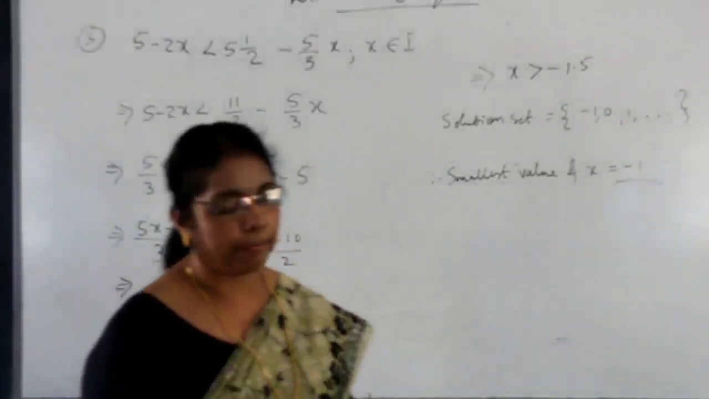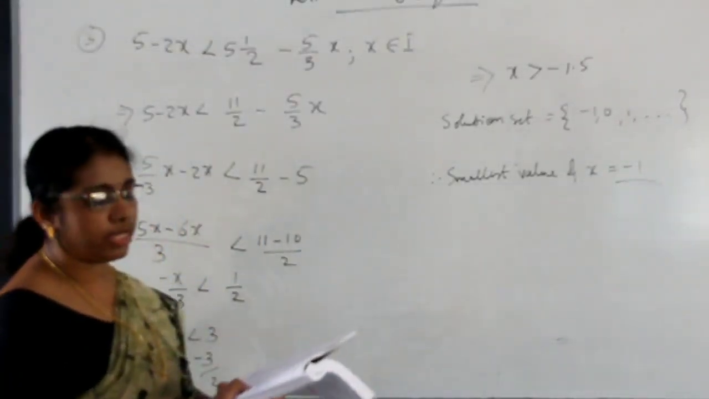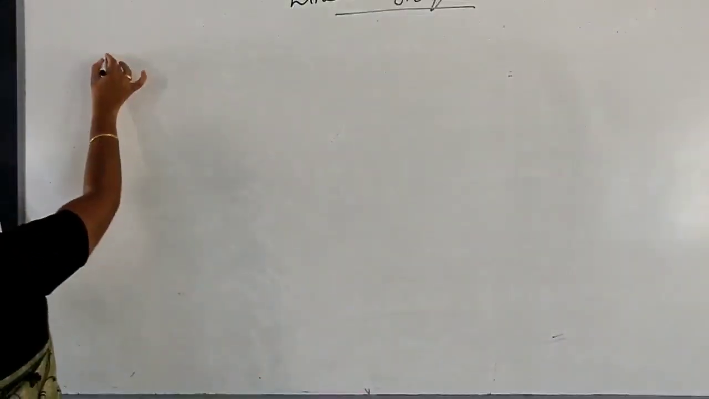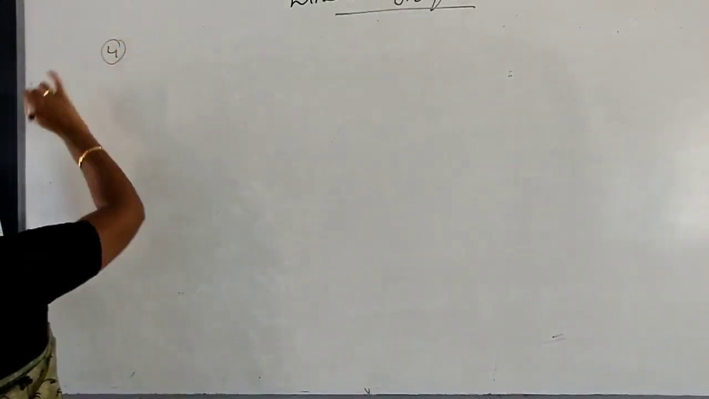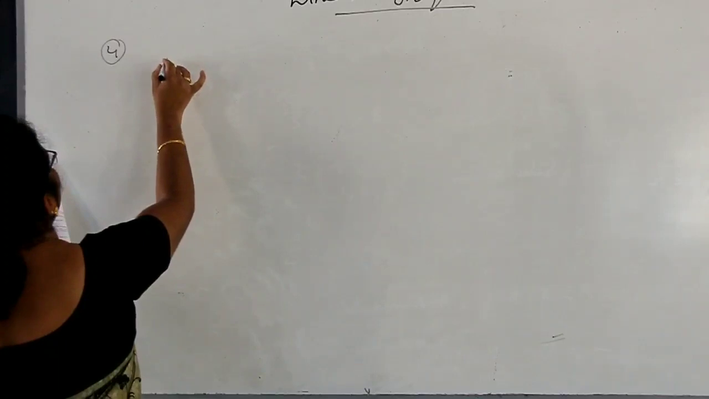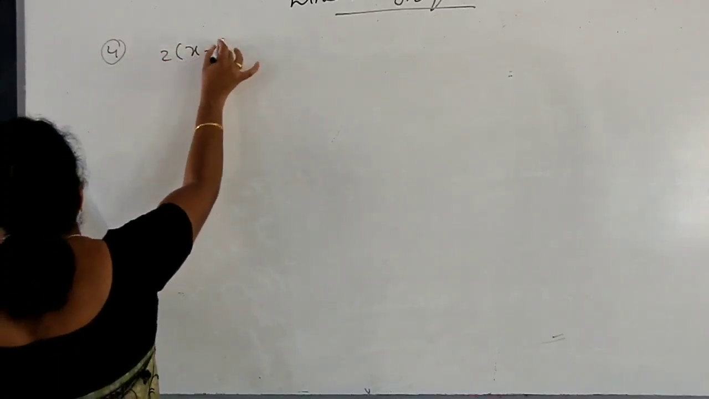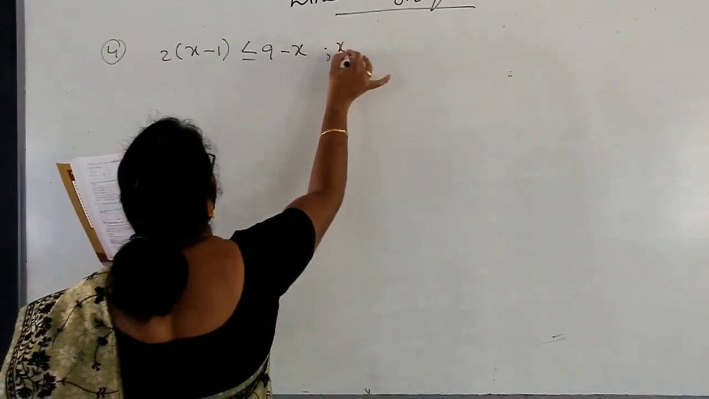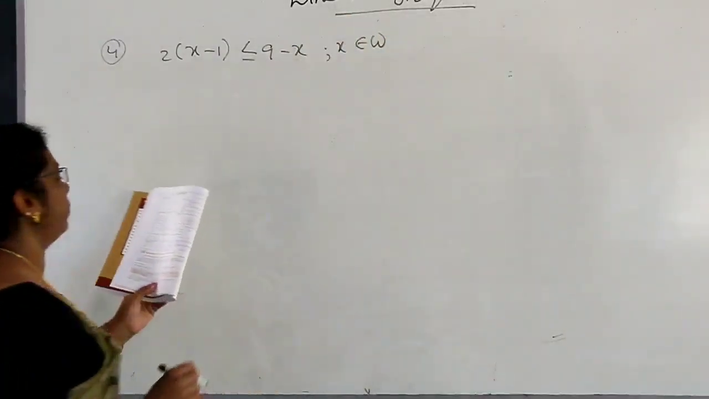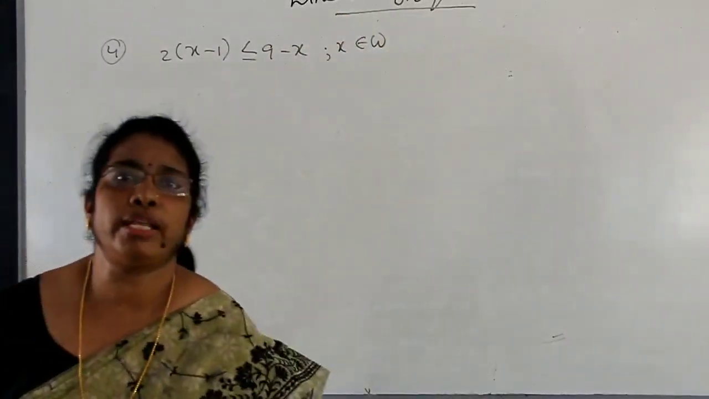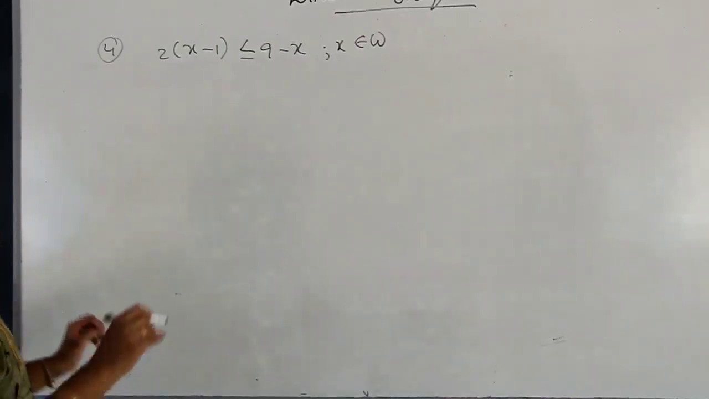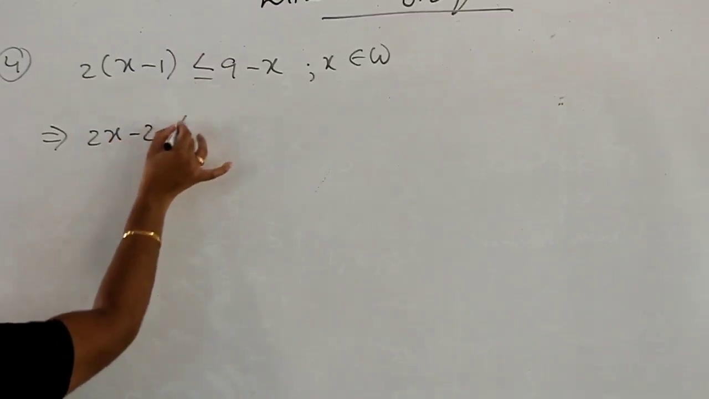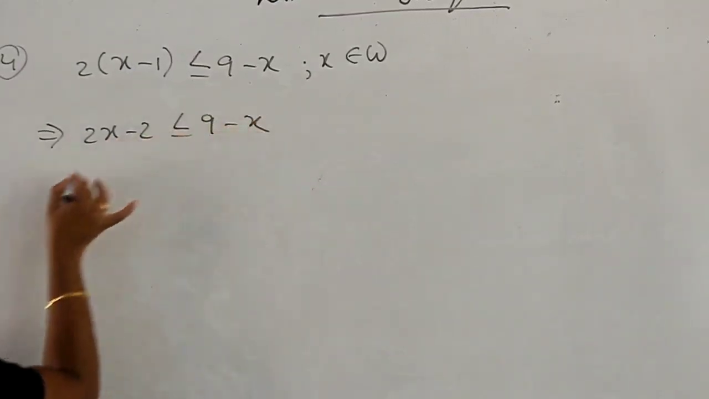Next question. Find the largest value of x, where 2 into x minus 1 less than or equal to 9 minus x, and x belongs to whole numbers. Find the largest value of x. Here we can multiply the left side: 2x minus 2 less than or equal to 9 minus x.